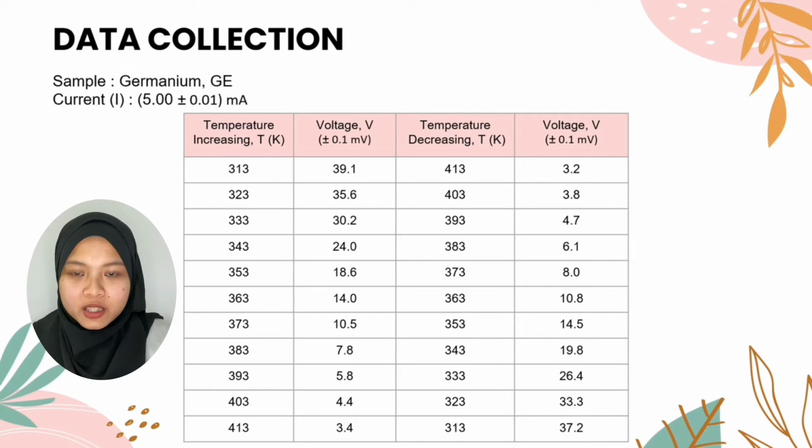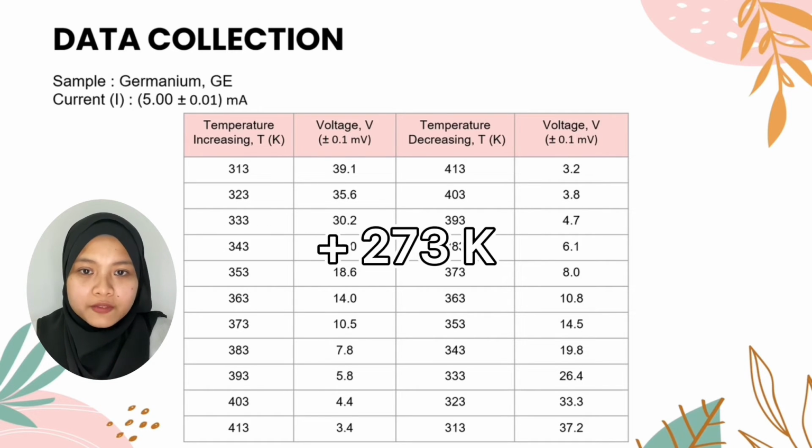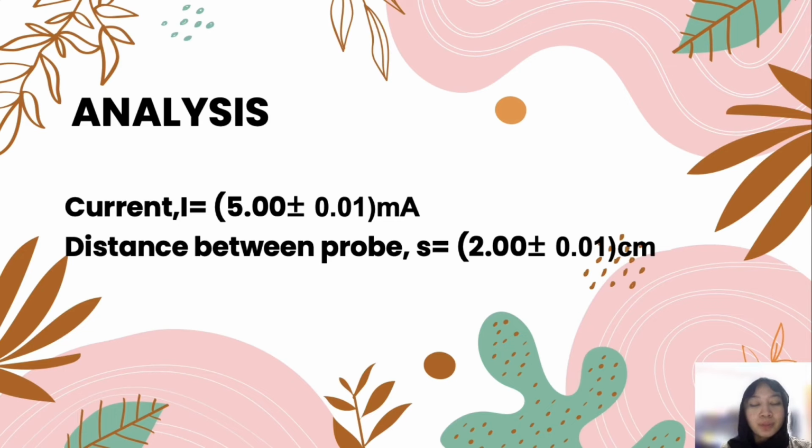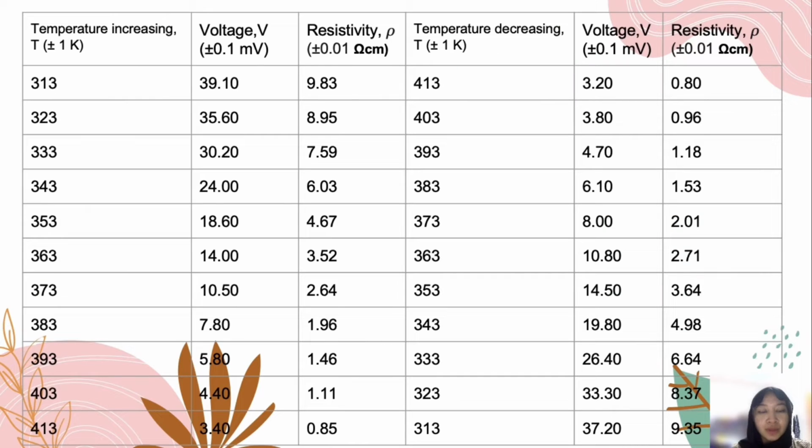In these experiments, we took the readings in degrees Celsius, so we have to convert them to Kelvin by adding 272 Kelvin. The distance between probes, S, is 2. So this is table 1. From the experiment, we have to find the voltage and also calculate the resistivity. And we also have to find the voltage and resistivity for temperature decreasing, which is from 430 until 313 Kelvin.